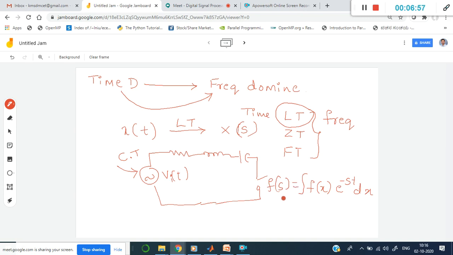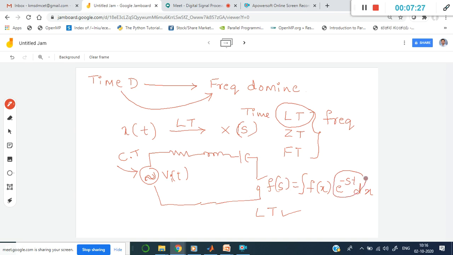So which means that whenever my signal is a continuous time signal, and if I want to analyze its frequency domain, then I will be moving to the Laplace transform, right? Now this is one point. And the other most important one, apart from this, is the complex exponential signal.